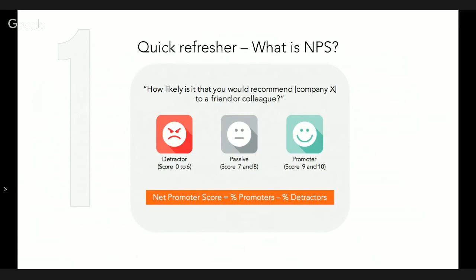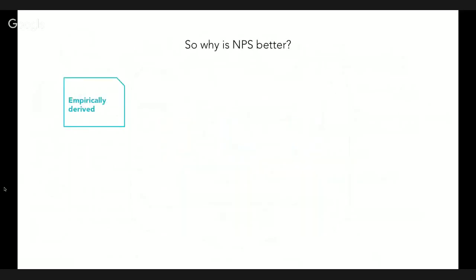And this is rated on a scale of 0 to 10, where the people who give you a score of 0 to 6 are detractors. People who give you a score of 7 and 8 are passives. And the people who give you a score of 9 or 10 are promoters. And finally, the net promoter score is arrived at by subtracting the percentage of detractors from the percentage of promoters. I'll say that once again, net promoter score equals percentage promoters minus percentage detractors. It is that simple. So why is NPS better?